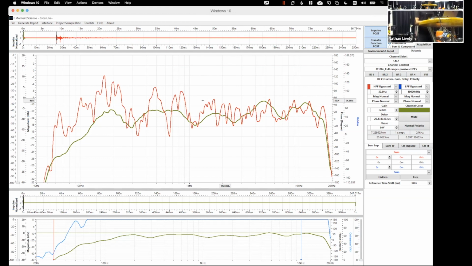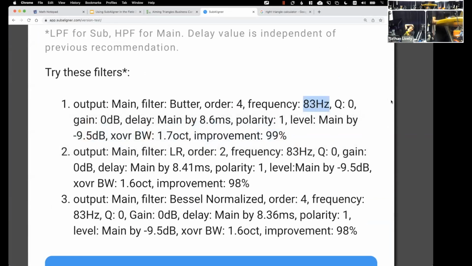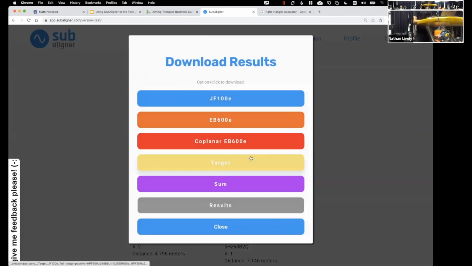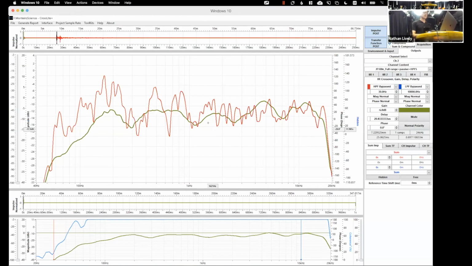So is that green trace the one that you exported from Tracebook or from SubAligner? SubAligner. Okay. Yeah. After you set up the delay and the polarity inversion, right? Well, when you export from SubAligner, it gives you the aligned traces. So it already has the processing applied to it. Right. So it's a target for you to hit.